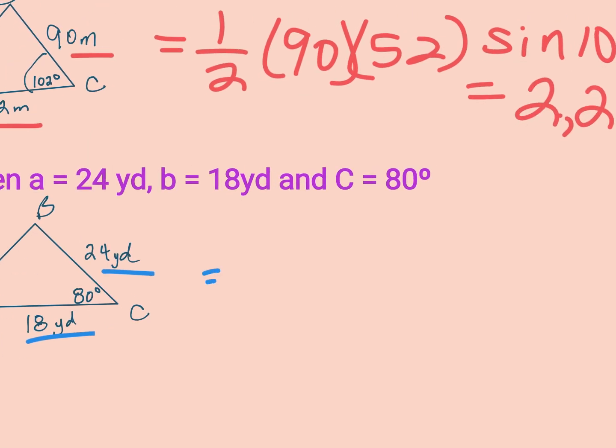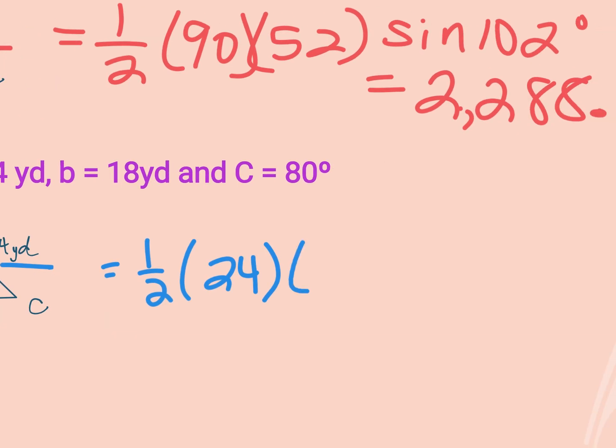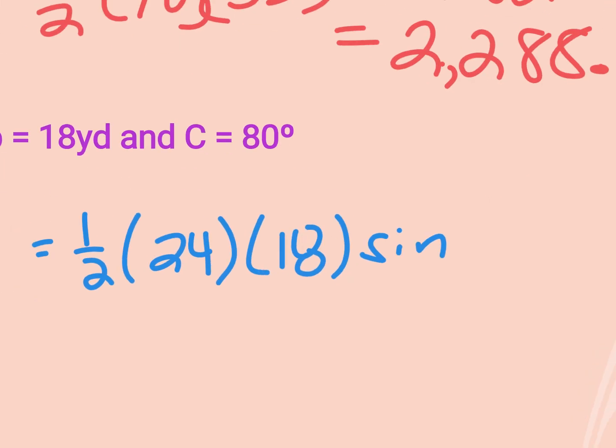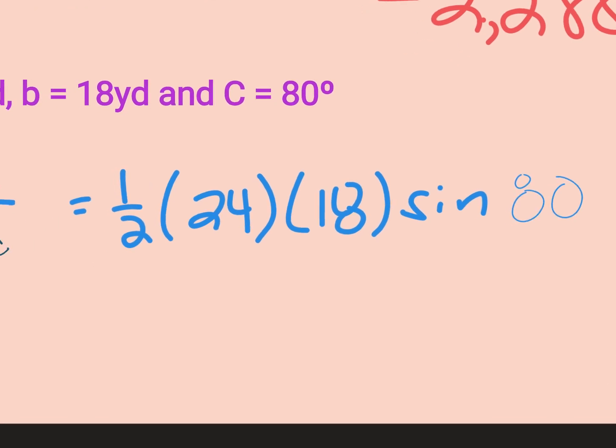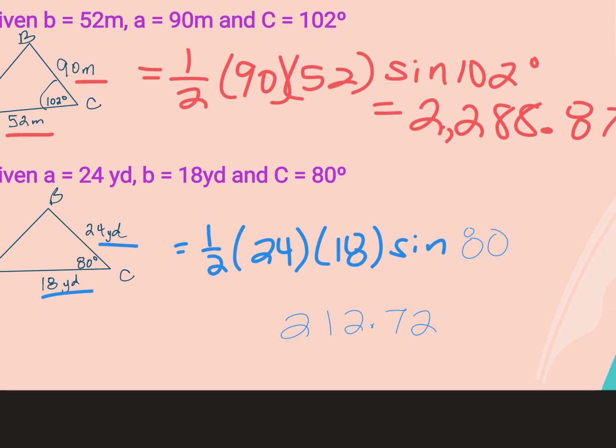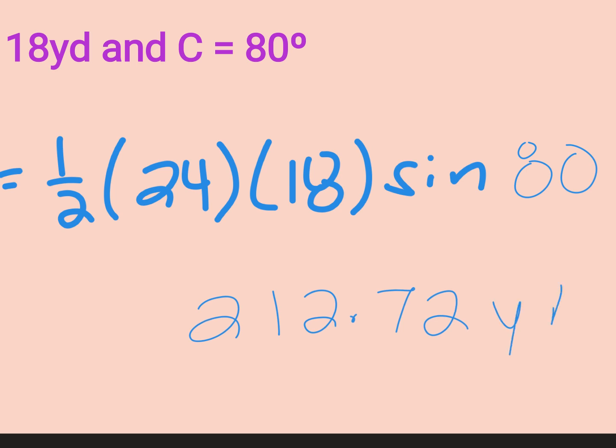So I'm literally going to write down 1/2 times. My two sides are 24 and 18. And I times that by the sine of the angle in the middle, which is 80. So throw that in your calculator. 24 times 18 times the sine of 80. And then I like to divide it by 2. What do you guys get? Say it again. 212.72. You guys agree? All right. And what is the unit that we're talking about? Yards what? Squared. All right.